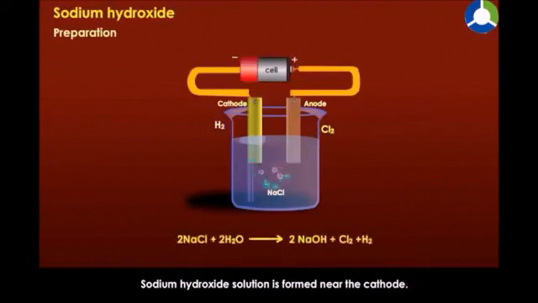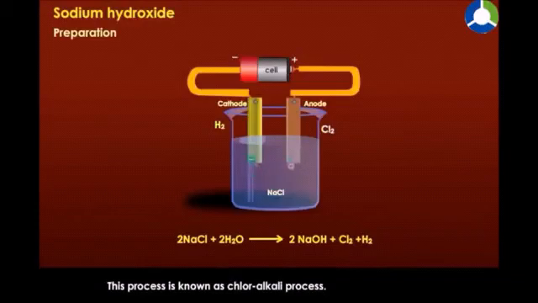2NaCl, sodium chloride, reacts with 2H2O, water, giving 2NaOH, sodium hydroxide, chlorine Cl2 and hydrogen H2. This process is known as the chlor-alkali process.